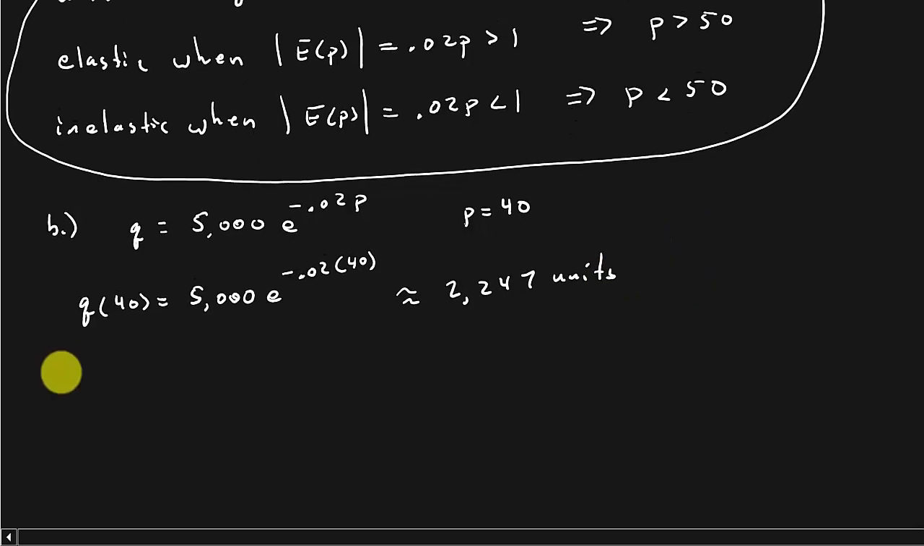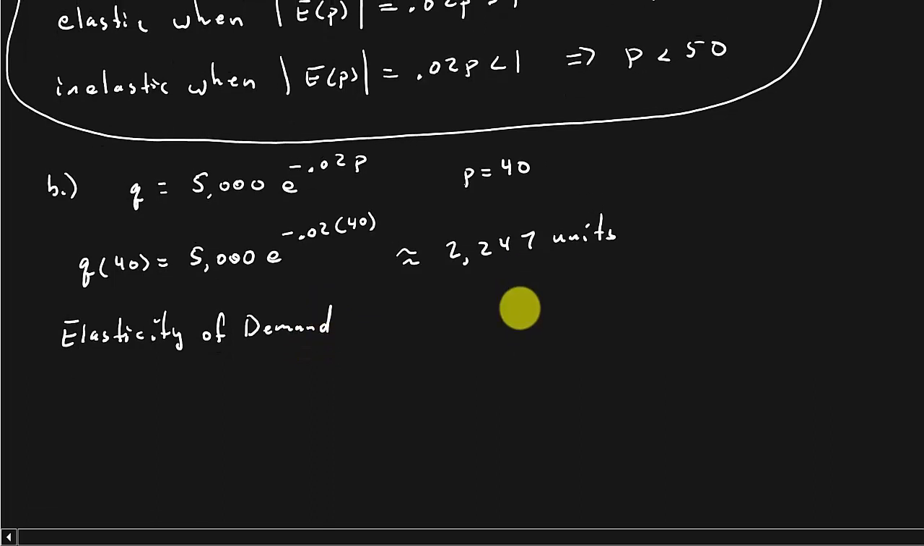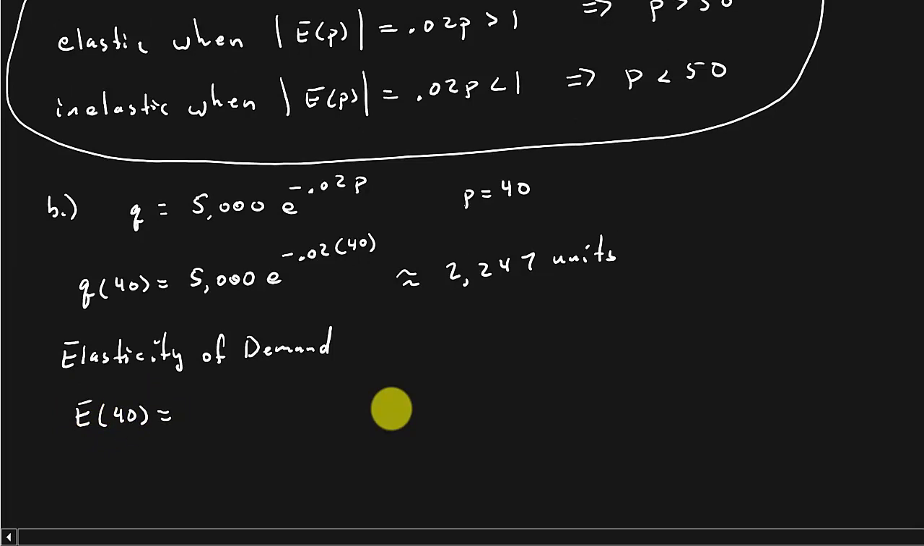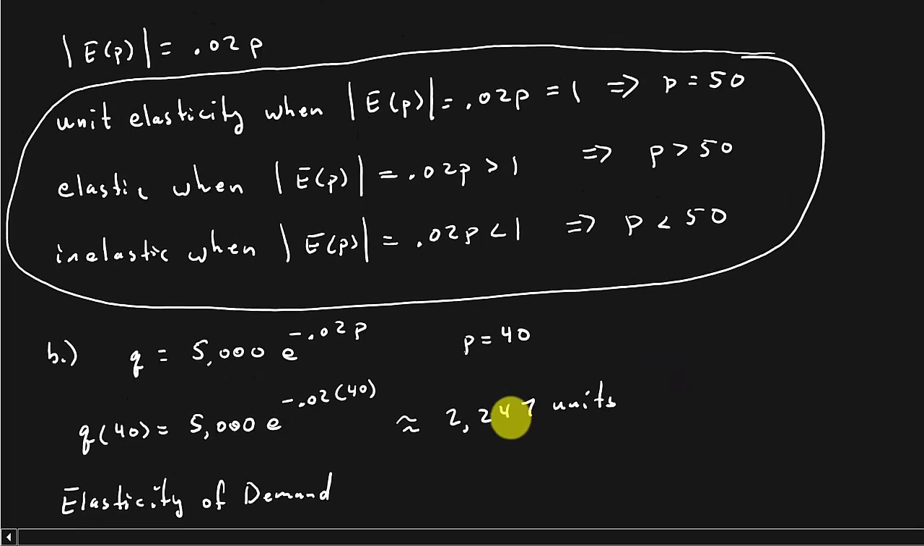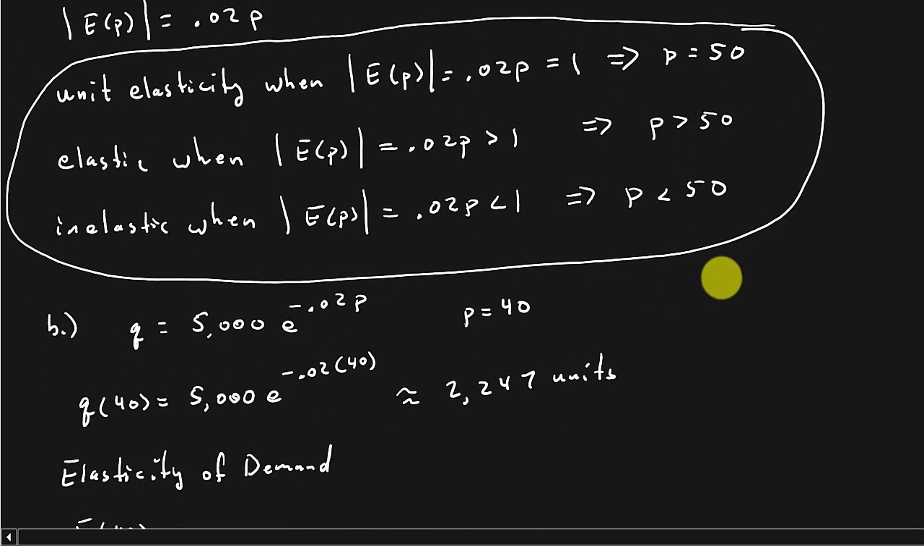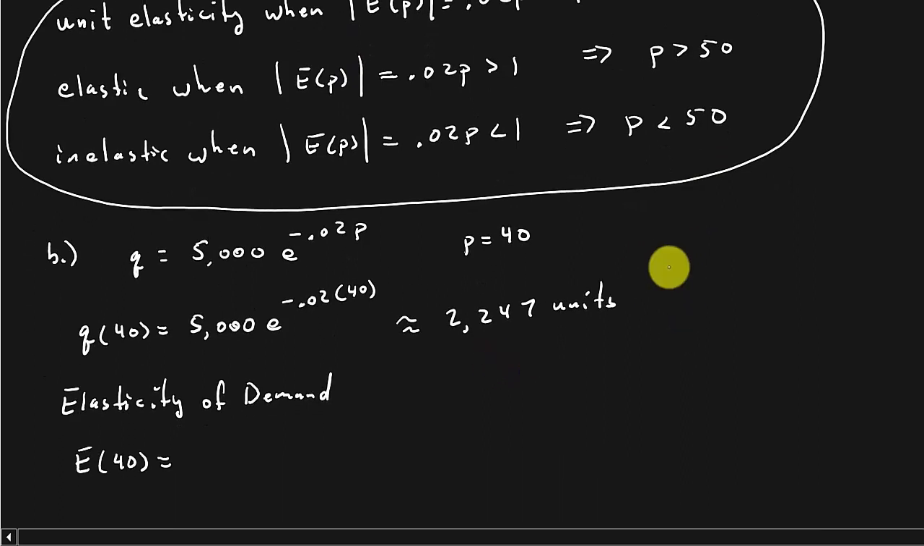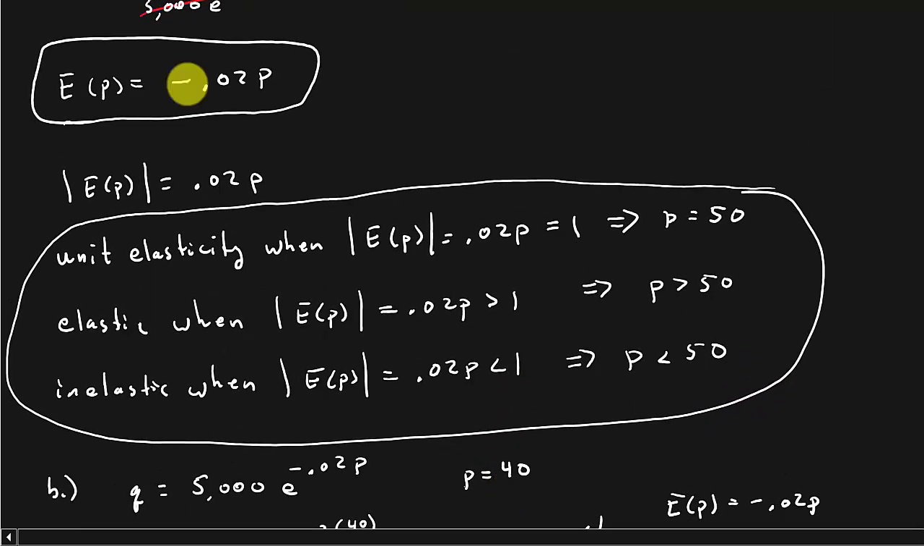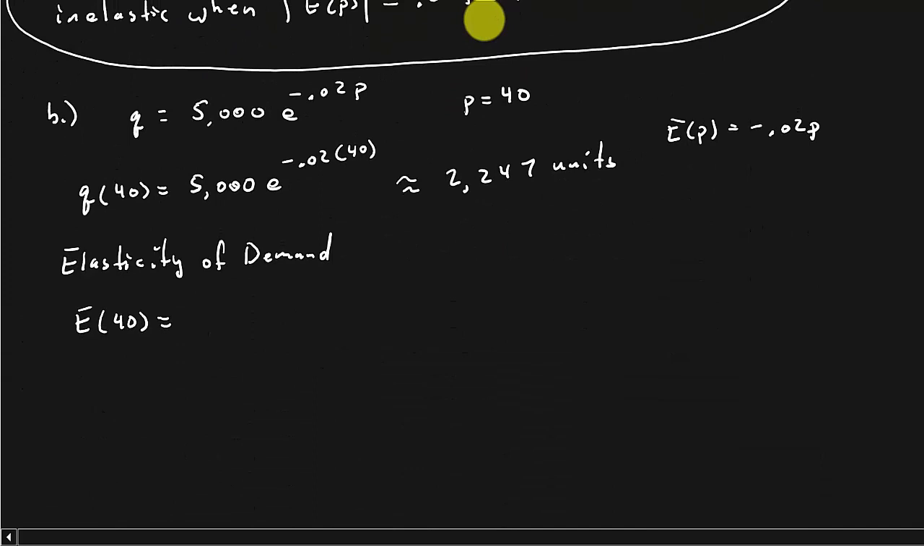And the elasticity of demand is E of 40, which is equal to what? Well, we calculated it right here. Remember, E of P is equal to negative 0.02 P. That's what we found right here. So that's going to be negative 0.02 times 40, which is negative 0.8.